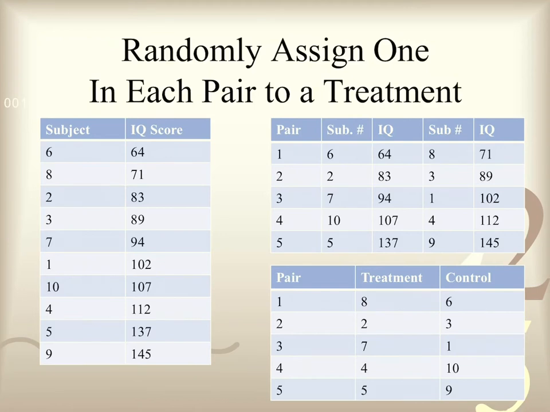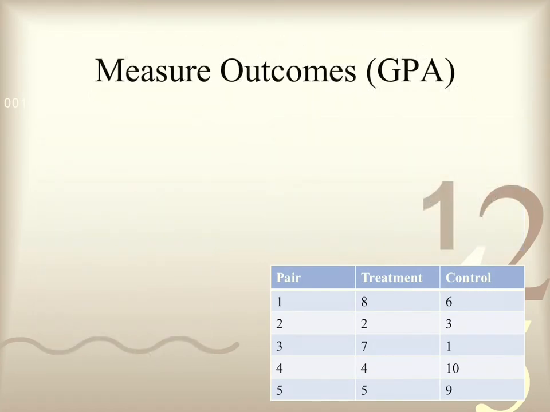Now, what we want to do is to measure the outcomes. Now that we have these participants in each group, we are going to give one group the treatment, the tutoring, and we're going to give the other group a control, no tutoring. Okay? And our outcome is going to be GPA.